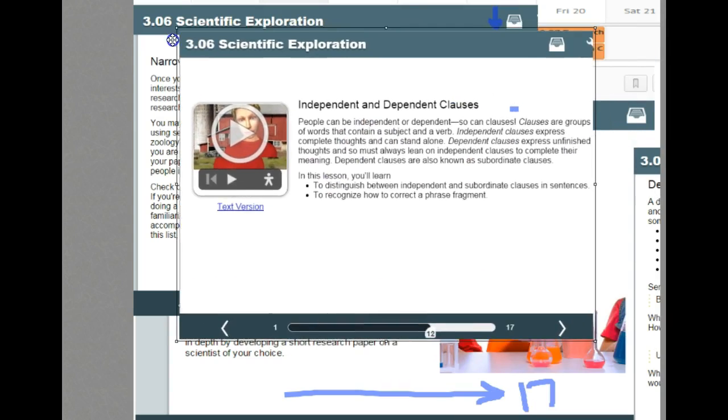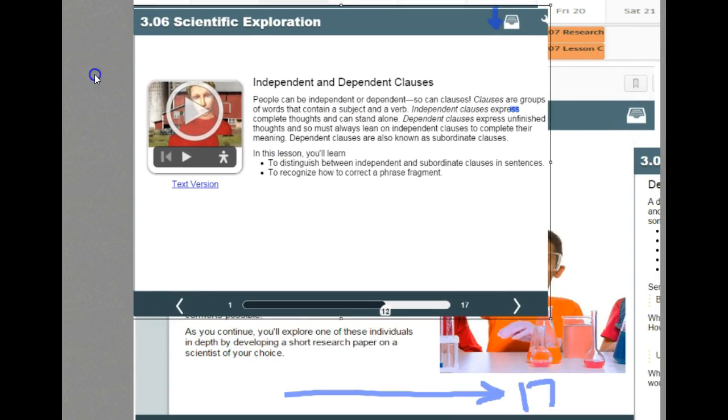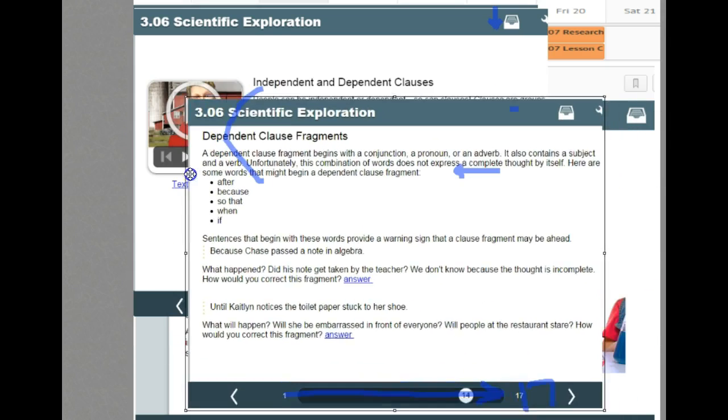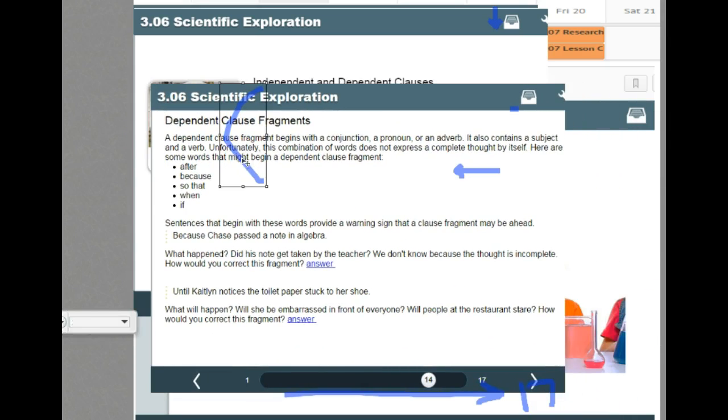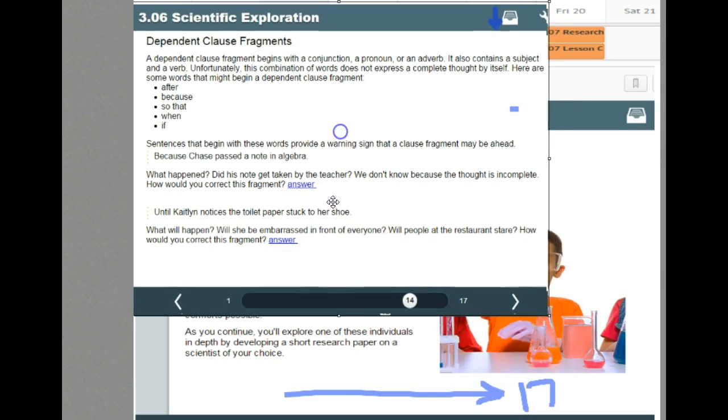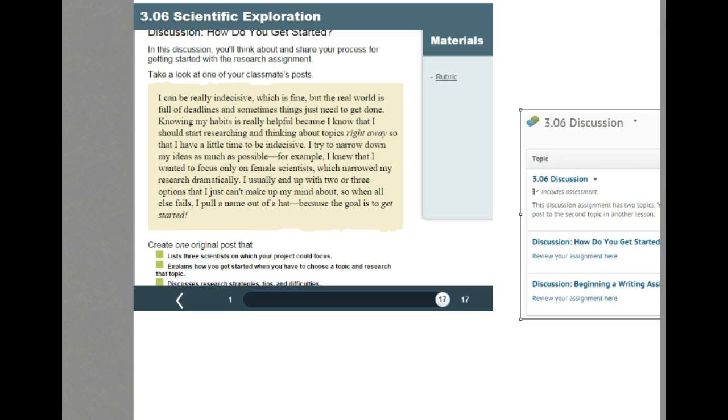And then finally on 3.06, on slide 12, it starts going into grammar, and you want to make sure you know the difference between independent and subordinate clauses in a sentence and how to recognize a phrase fragment. And one way they do that is they give you background information, so you read through these slides and take notes, and then it also gives you samples, so make sure that you're able to understand what's happening here before you take your discussion post.